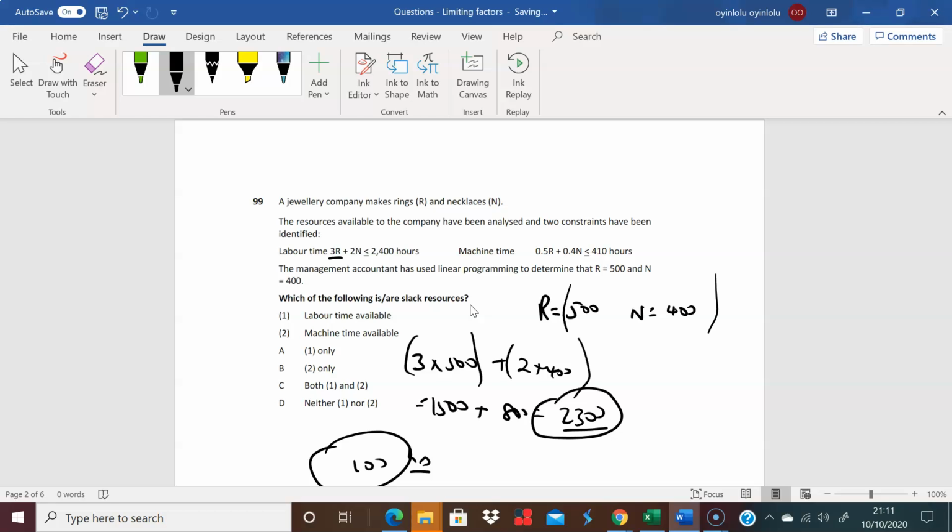Let's look here with machine time. So you have 0.5 times 500, which is 250, and you have 0.4 times 400, which is 160. So adding these two together, it literally takes you to 410 hours. So this is where we would need more time. We don't have any slack with machine time. So there's only slack with labor.